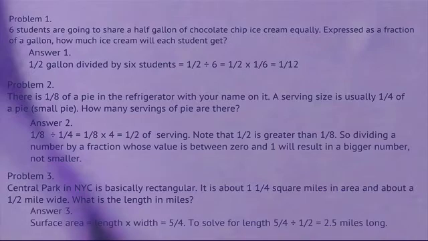So you know from finding the area of a rectangle that the surface area equals length times the width. In this case, our area equals 5/4. To solve for length, 5/4 divided by 1/2 equals 2.5 miles long.